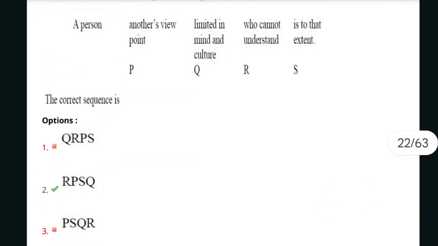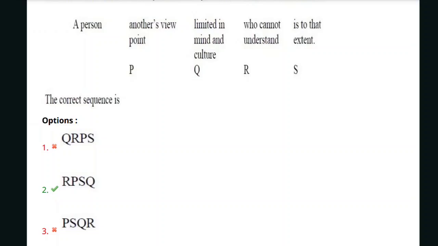Under P they gave us another's viewpoint, limited. Under Q, limited in mind and culture. Under R, who cannot understand. Under S, is to that extent. And the correct answer here is RPSQ. A person who cannot understand another's viewpoint is to that extent limited in mind and culture.